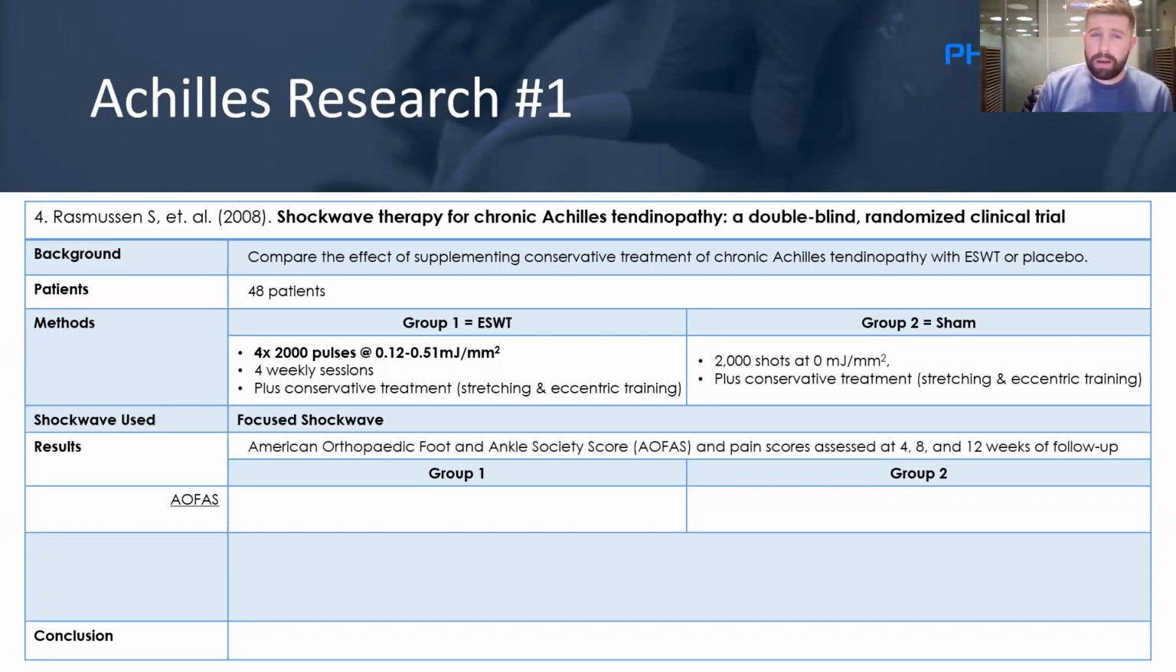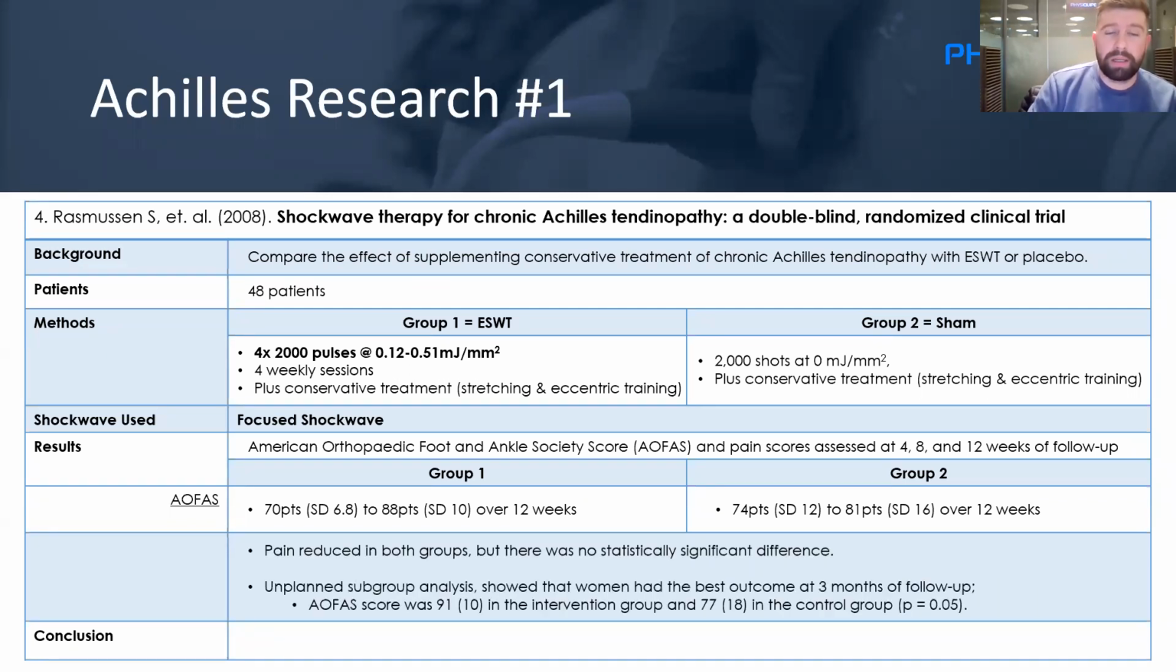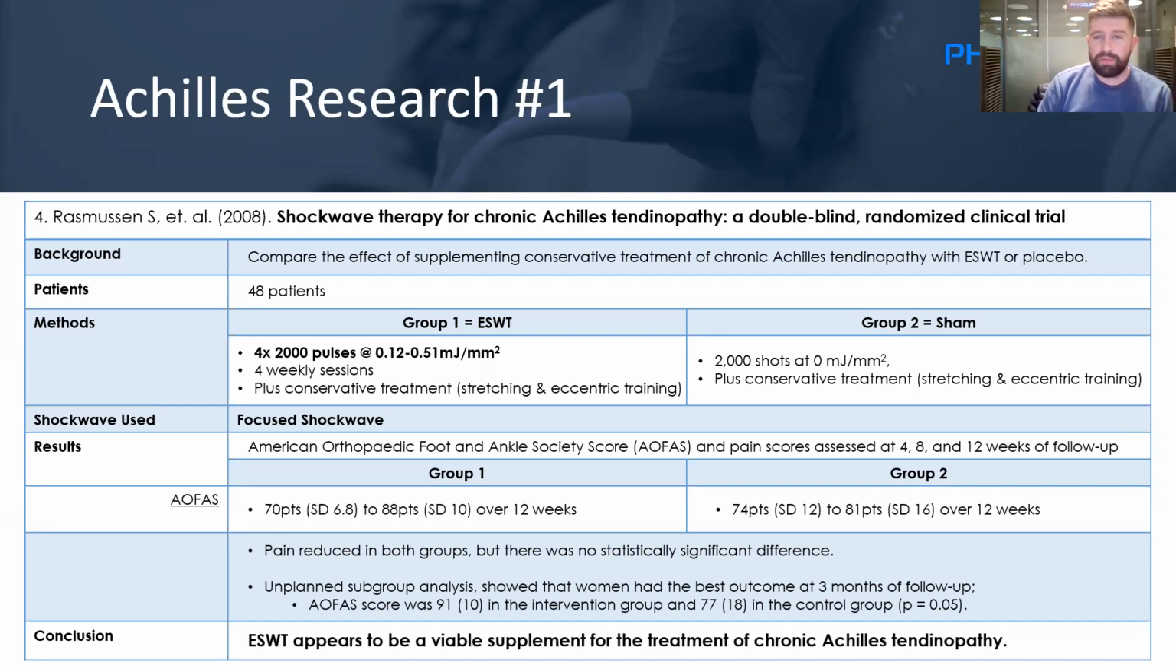Results, looking at the American Orthopedic Foot and Ankle Society score, and only a 12-week follow-up, so quite a short follow-up. But in the group, we saw an increase from 70 points to 88 points over the 12-week period. A pain reduction in both groups, where there was no statistically significant difference, but they did see a better outcome with women. They did conclude it appears to be a viable supplement for the treatment of chronic Achilles tendinopathy.